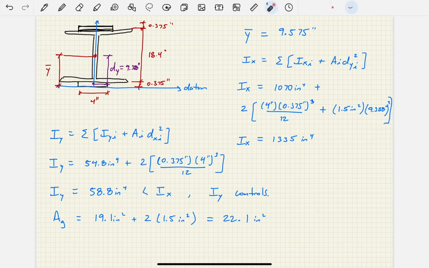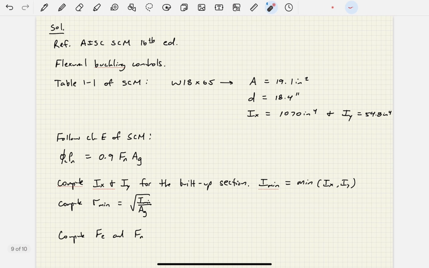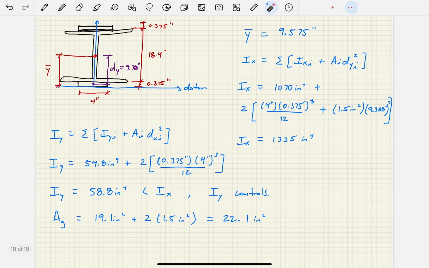Now, one more time, where's this 19.1 from? That's the area of just the W18. We got that from table 1-1 of the Steel Construction Manual. And then this 1.5 square inches, that's the area of a plate, and we multiply times 2 because we have 2 plates, all right? And now what we can do is say R sub y is the square root of IY over A gross, and we substitute those values in. You should get a value of 1.631 inches for that radius of gyration.